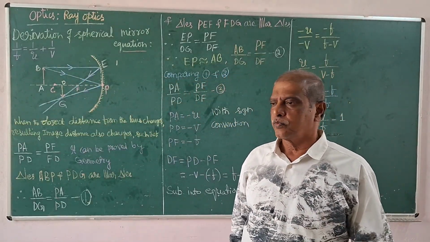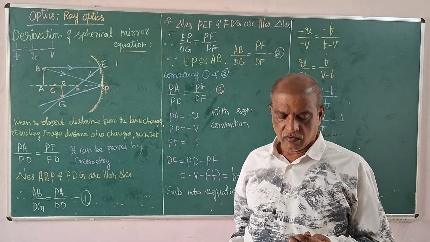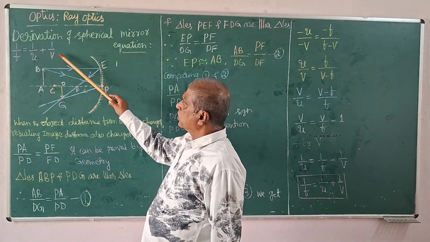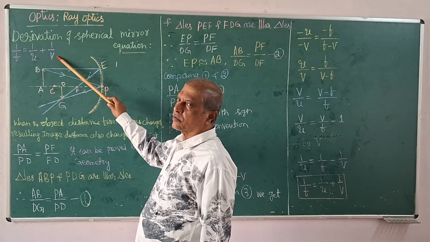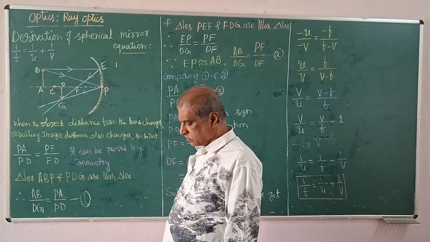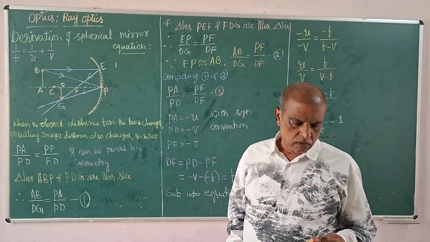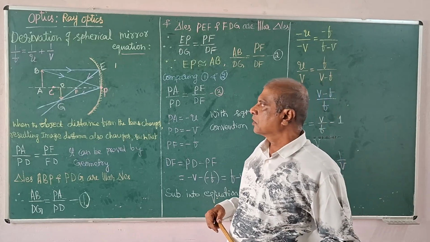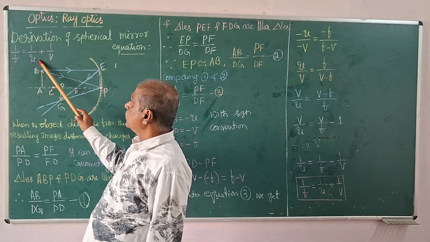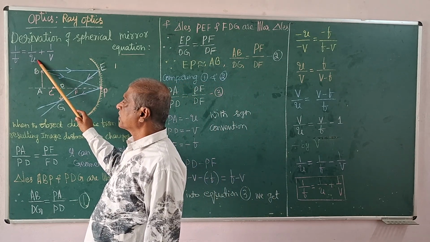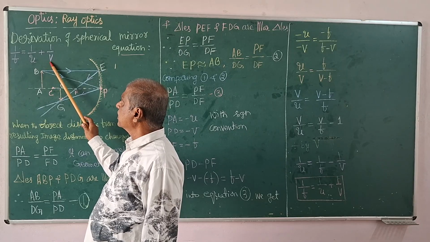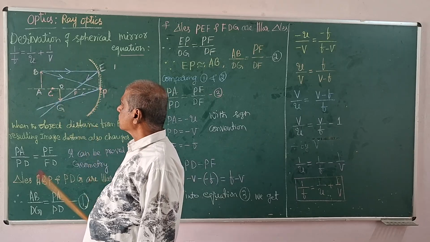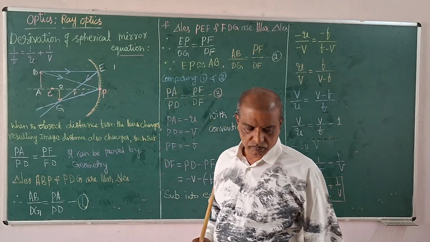It is the derivation of the equation of spherical mirror. This equation is known as the equation of spherical mirror, the mathematical equation. It mathematically relates the three distances. The distances are u, the distance of the object from the mirror, v, the resulting image distance, and f, the focal length of the mirror. The mathematical relationship.